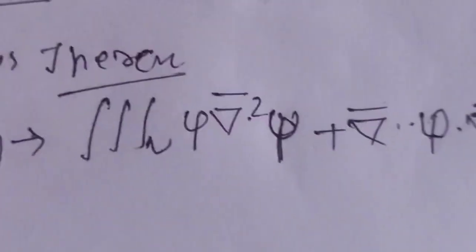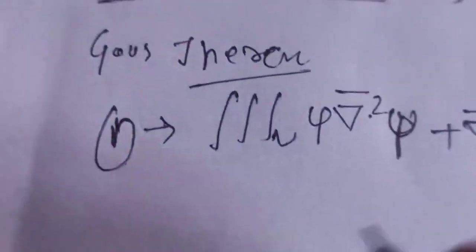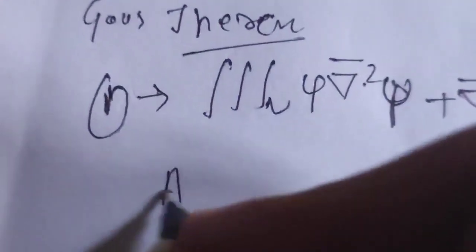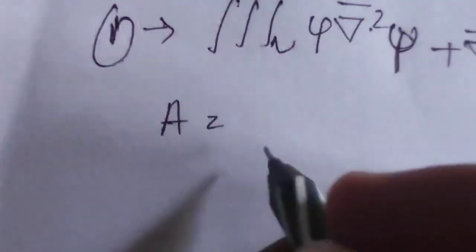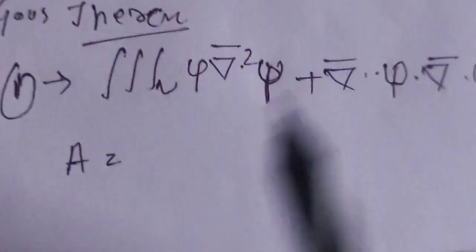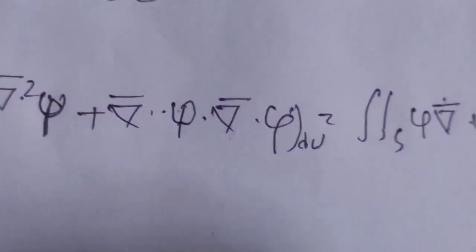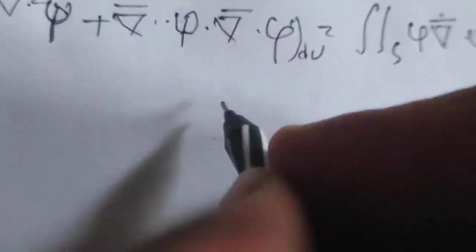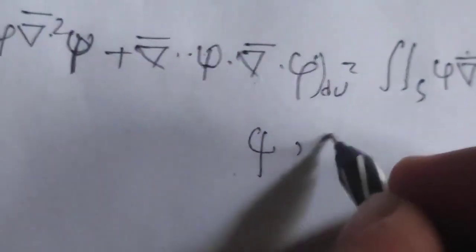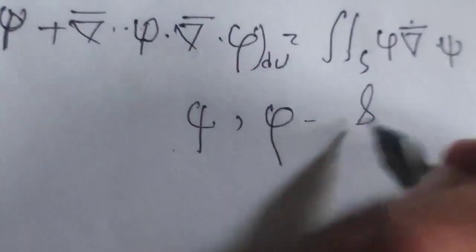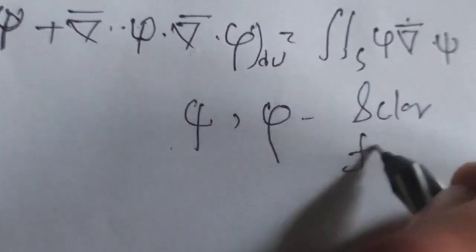So let's prove this. We already know the Gauss theorem. Now we talk about how to solve it. First of all, one second, we talk about an important thing: here psi and phi are both scalar functions. What is a vector or scalar function? We talk about that in the next video.